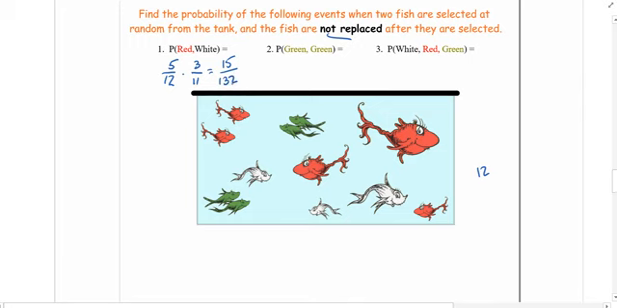To get a green and then another green, that would be there's 4 greens out of 12 to start. We took 1 green away, which means there's 3 out of 11 left. So now that's 12 out of 132. White, red, green, white, there's 3 12ths. Times red, there's 5 11ths because we took 1 fish away. And then green would be 4 10ths because we now took another fish away. So if we multiply all those together, that's going to be 60 on top. And if we multiply the bottom, we're going to get 1,320. And then that would be your answer.